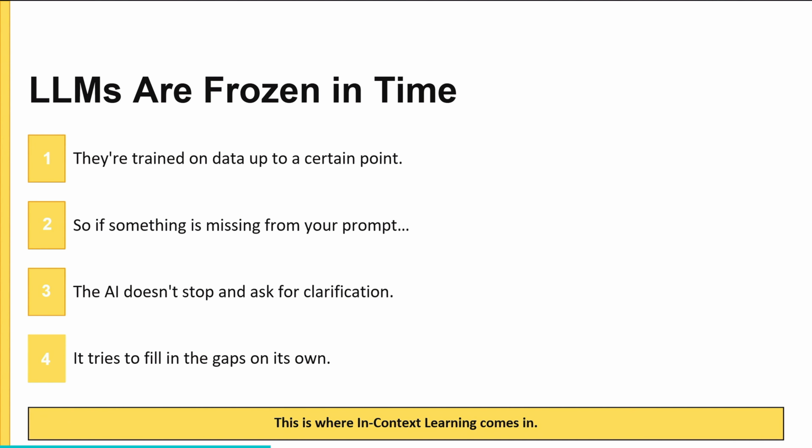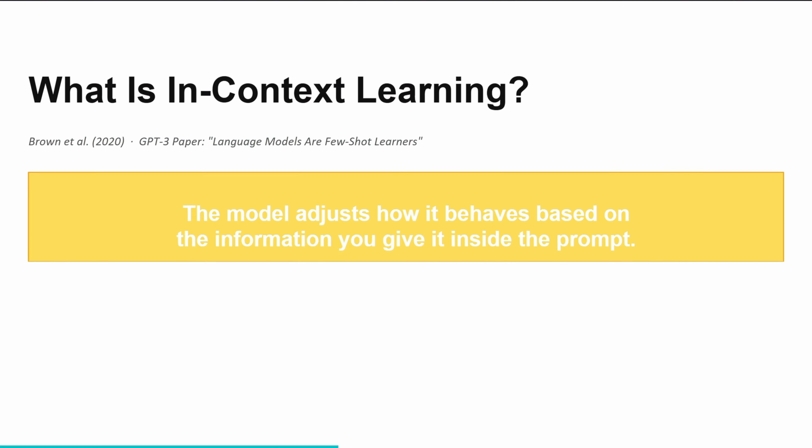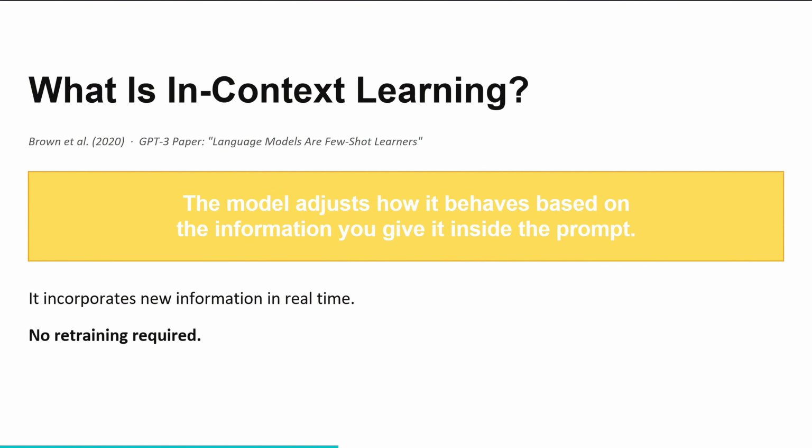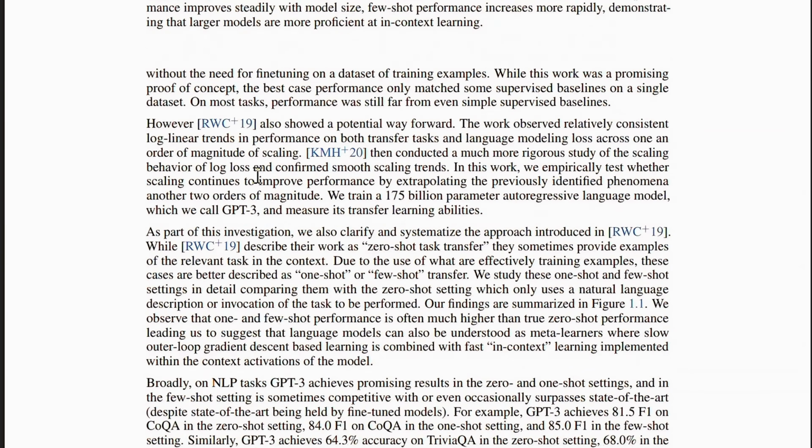You see, LLMs are frozen in time. They are trained on data up to a certain point. So if something is missing, the AI doesn't stop and ask you for clarification. It tries to fill in the gaps on its own. And that's where the concept called in-context learning comes in. This term was introduced by Brown et al. in 2020 in the GPT paper called "Language Models Are Few Shot Learners."